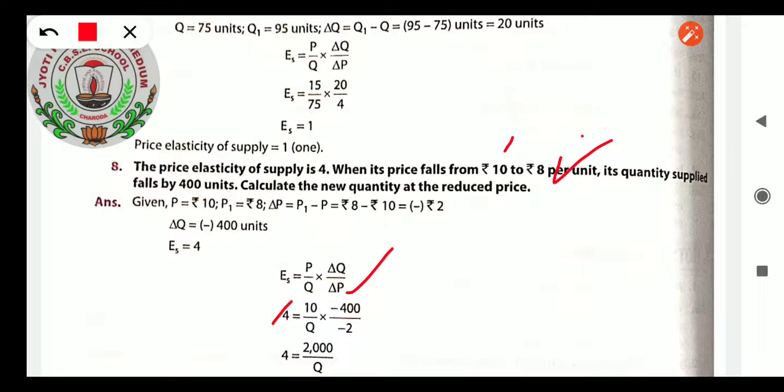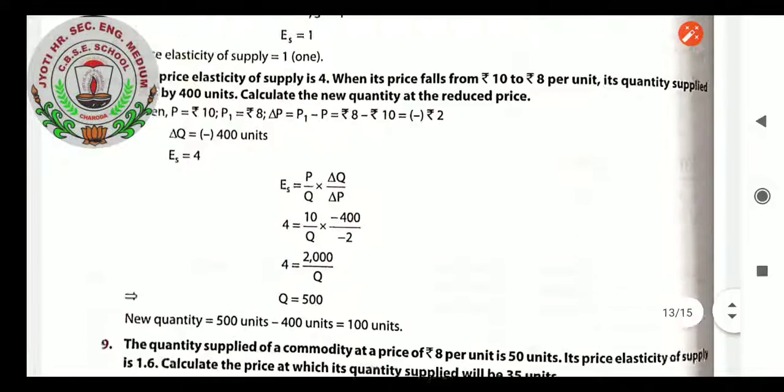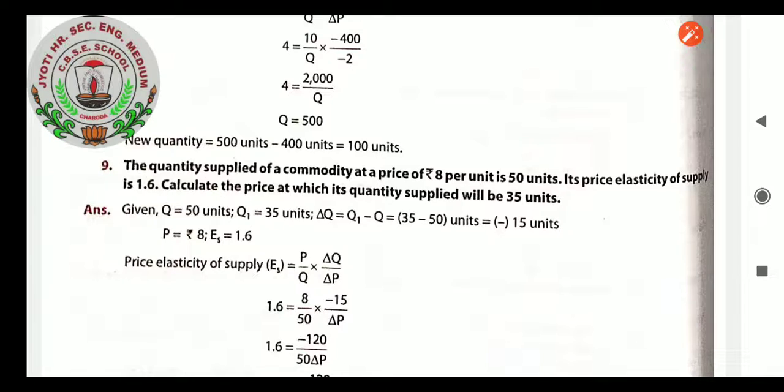We substitute the values: ES equals 4 is given, initial price P is 10, current price is 8. Current price is 8, so we do P1 minus P, which gives minus 2. So change in P is minus 2, and change in Q we already have as minus 400. We substitute the values and we get Q, that is 500. So these are the practical questions.